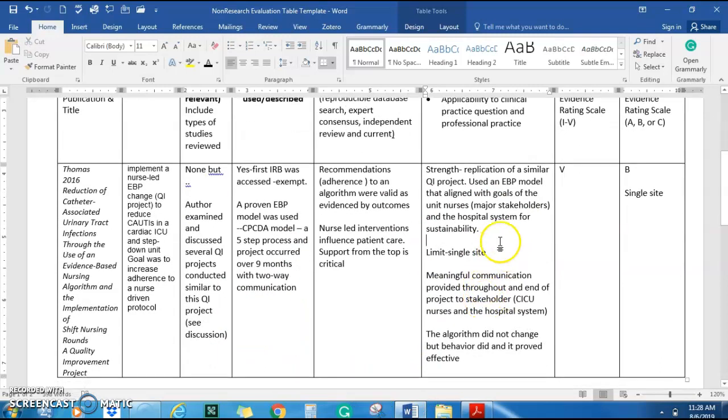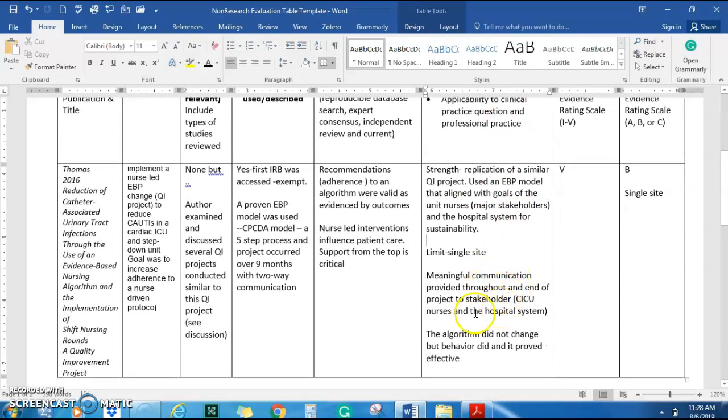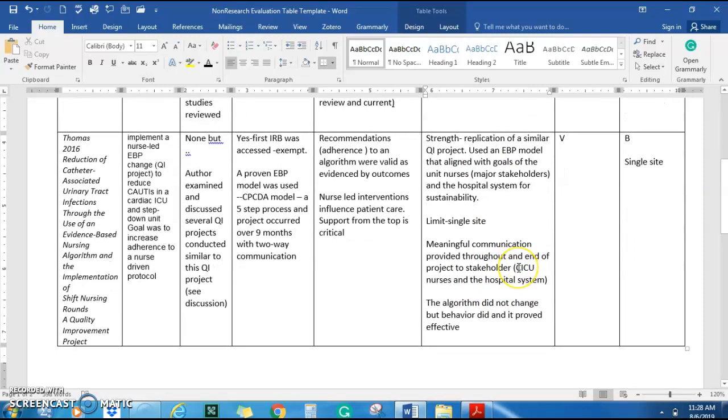A limitation was that it was single site, but that is what it is. It was 2 units in 1 hospital, and that's okay. I mean, we recognize that's a limitation. That's a given. The other strength was the meaningful communication throughout the project. I kind of mentioned that before, and I believe that they did it right. The algorithm, by the way, didn't change, but the behavior did.